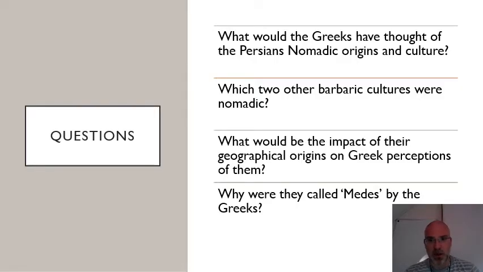But also, why were they called the Medes by the Greeks? So if you remember back to Aeschylus and Herodotus, often the Medes is a sort of slang or simple way of referring to the Persians, even though actually we know they are quite different ethnic groups. So stop the video and jot down some ideas for each one of these.